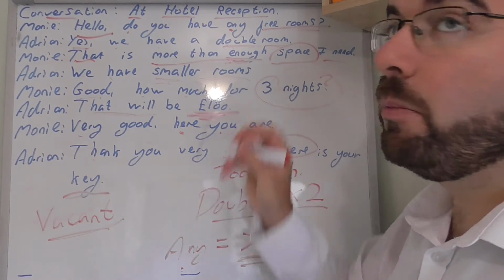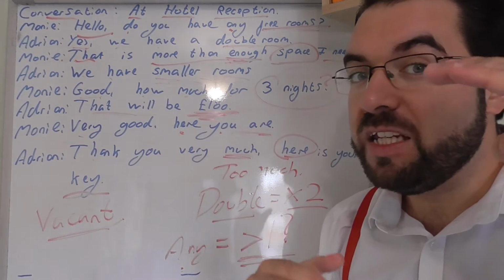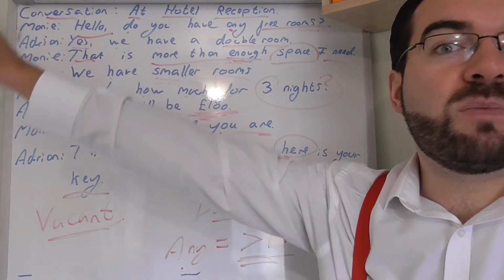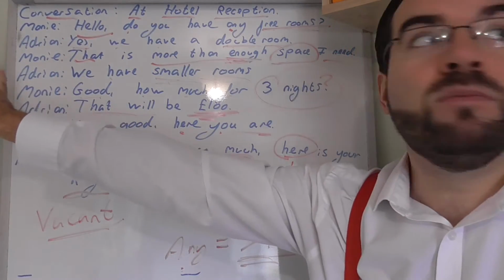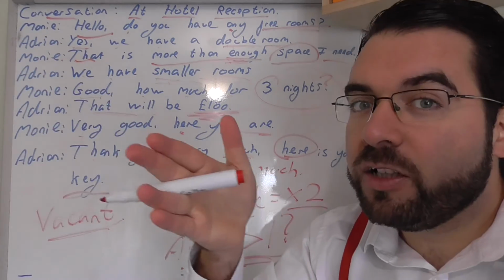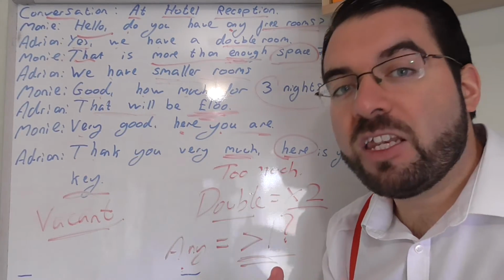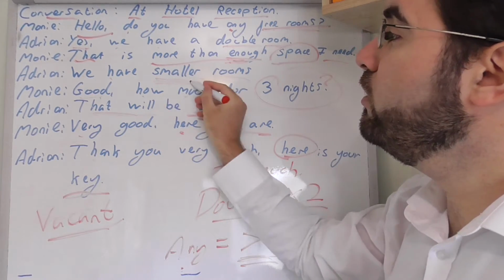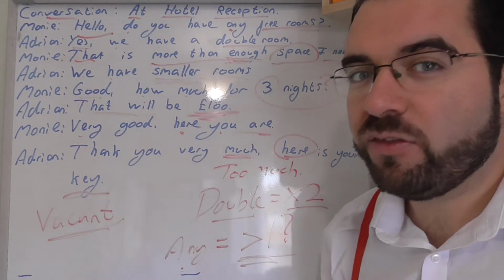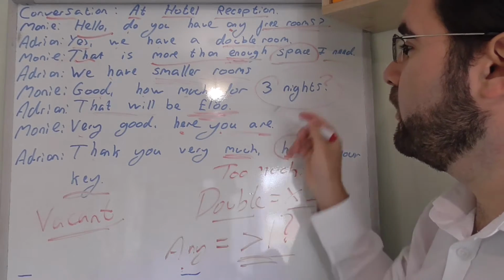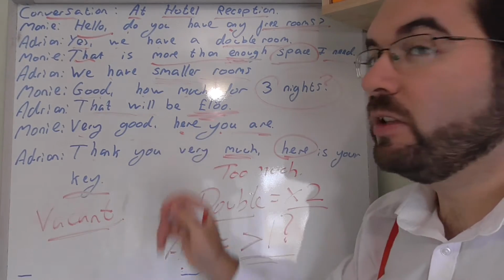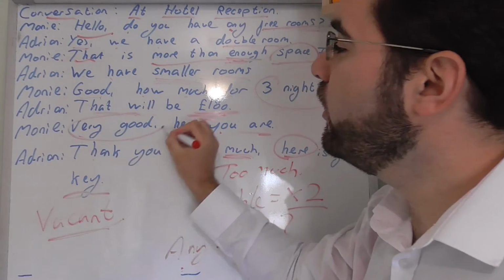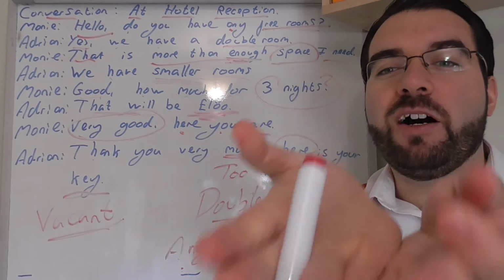But this one has more than enough. We need this much room, but this room has got too much space. Too much room. Something smaller will do nicely. Do you have anything smaller? Any smaller rooms? Yes, we do have. How cool is that? 3 nights, £100. Very good. Here you are.